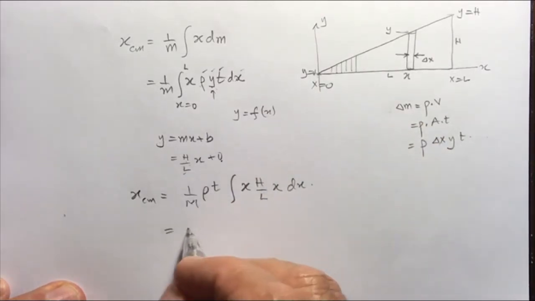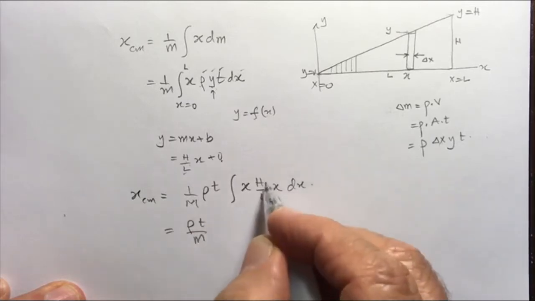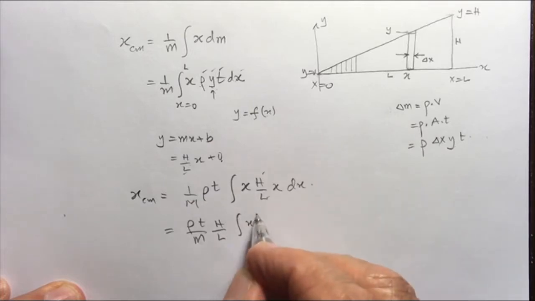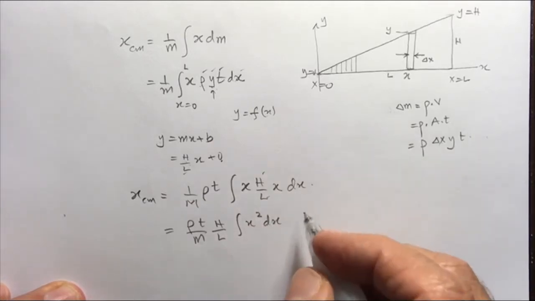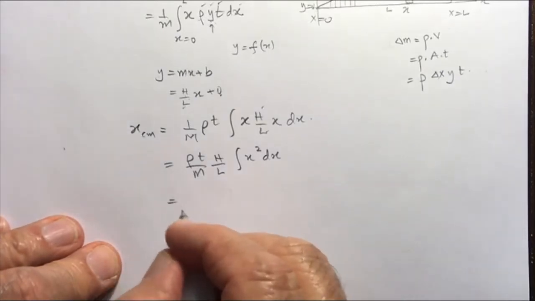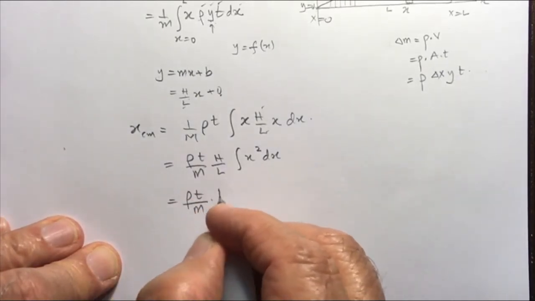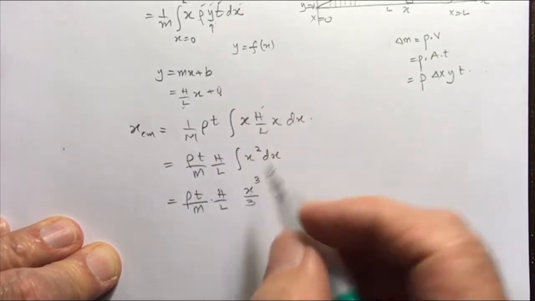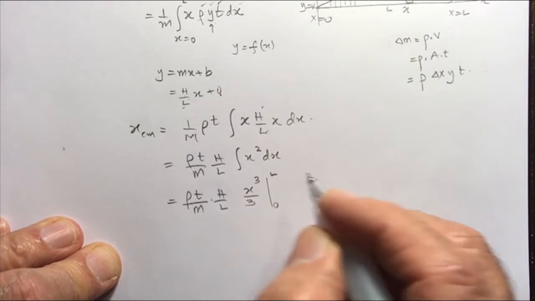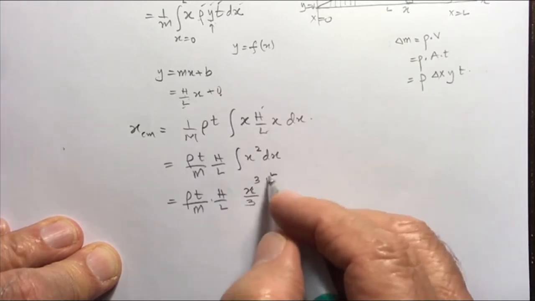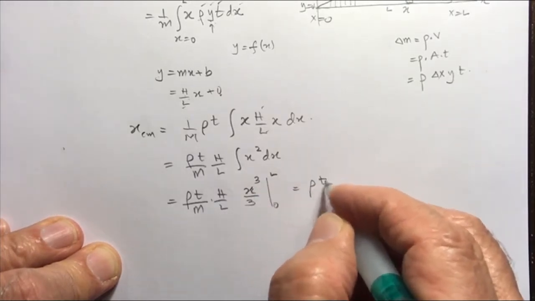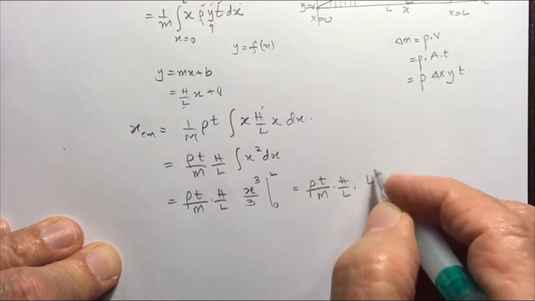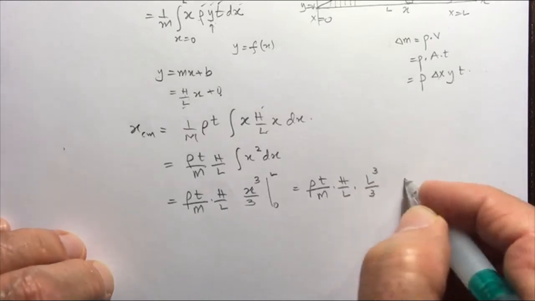So we can write this as rho t over m, and h over L are also constant. They can be taken out. Integral of x squared dx, which becomes rho t over m, h over L, x cubed over 3, and the limits were from 0 to L. So when we put 0, we get 0, so it's only the L term, so it's rho t over m, h over L, L cubed over 3 minus 0.